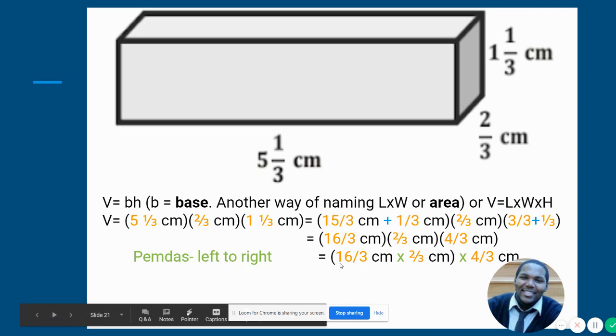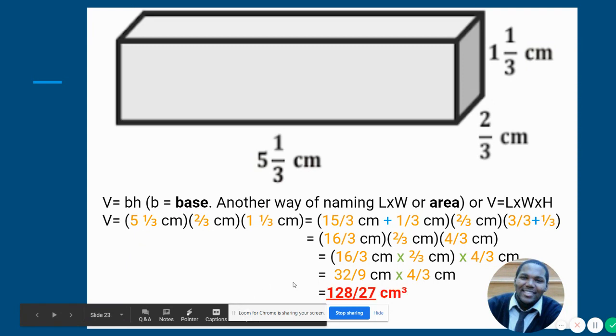All right. So we're going to first multiply 16/3 times 2/3 centimeters. And this product here, when we get the product of these two, we're going to multiply that times 4/3 centimeters. So everything is still here, but now we know how we're going to operate it. So when we multiply 16 times 2, we got 32. When we multiply 3 times 3, we got 9. That's 32/9 centimeters times what? Did exactly what we said we're going to do. We're going to bring down that 4/3 centimeters and we're going to multiply those next.